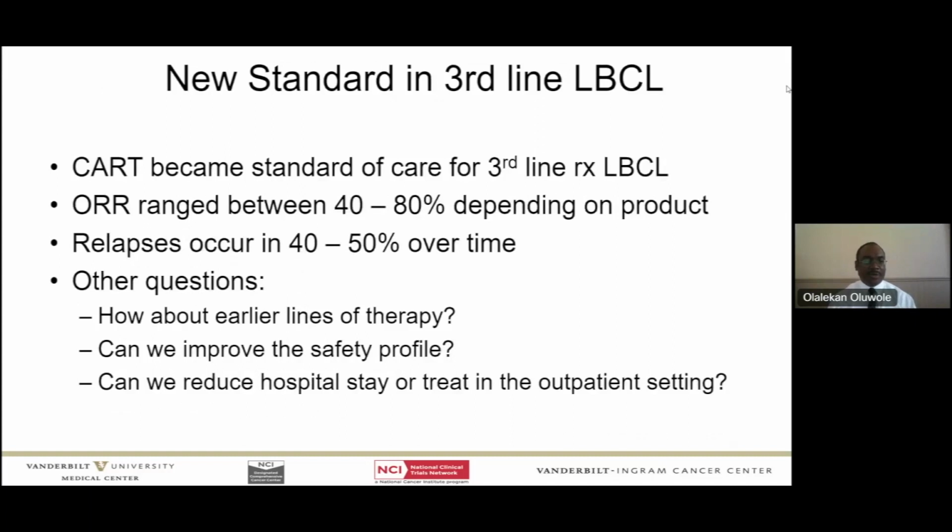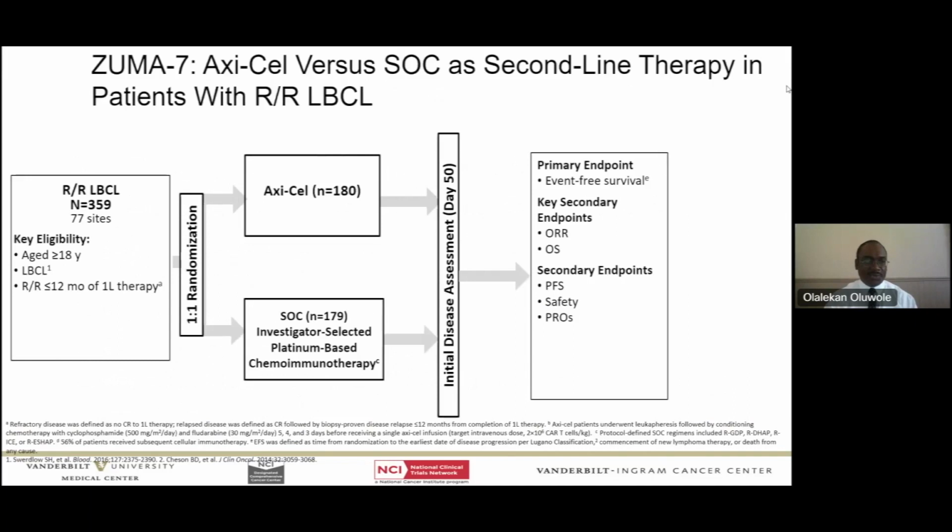The question is, okay, if they are this good later on, how about earlier lines of therapy? And that is why I will talk about Zuma 7. I selected this. There are two others, but I just selected this. 359 patients is the largest of all the three randomized phase 3 CAR versus auto trials. So that's why I selected it.